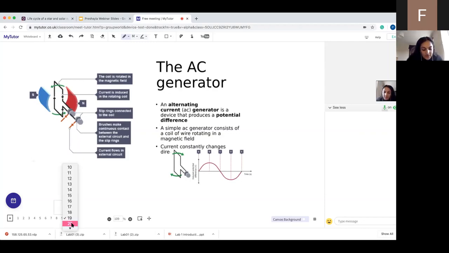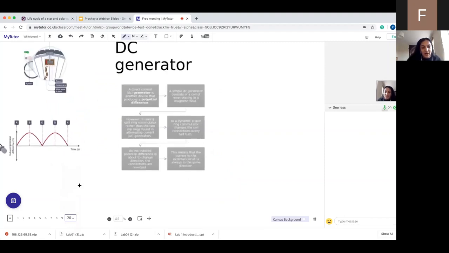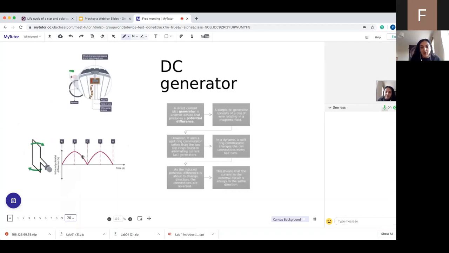Okay, and then we went on to look at the DC generator. So DC generator is very, very similar, but instead of a full turn, it now only is allowed to do a half turn. Okay, so the wire goes halfway, gets stopped, reverses, halfway, stops, reverses. Okay, that's all done with a split ring commutator, and because we're not changing the direction of the current, we get a DC current, a direct current that only ever flows in the same direction. So you can see that it's always positive.